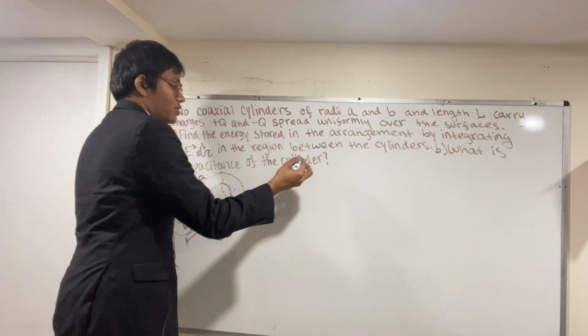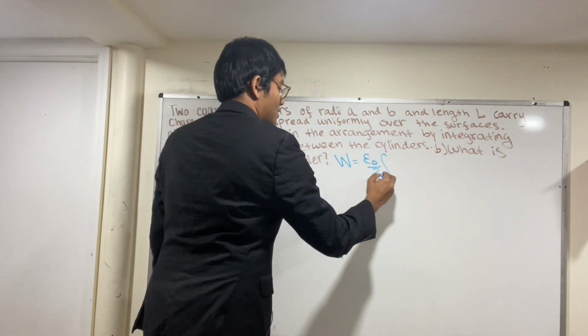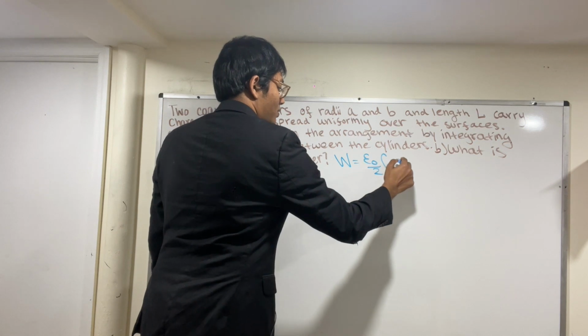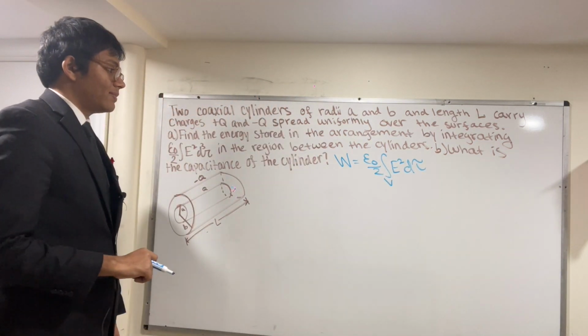Let me write this equation down. Work is equal to epsilon naught over 2 times the electric field squared integrated over the entire volume of free space.